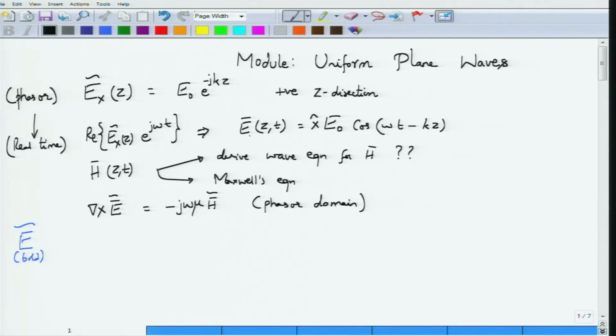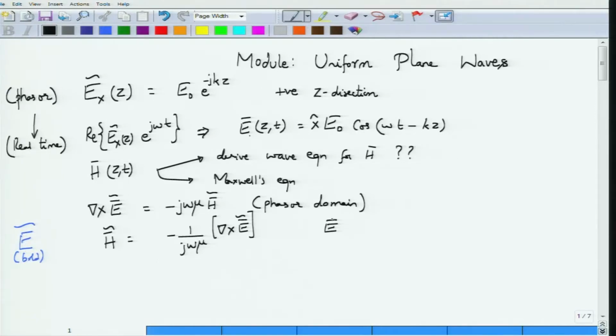Alright, so I have Faraday's law, and I know the electric field phasor, which is E0 e power minus jkz, and I know omega and mu, and therefore I can easily use this expression to find H. So H is given by 1 by j omega mu times minus curl of the electric field. The electric field phasor, if you look at it, is x hat E0 e power minus jkz.